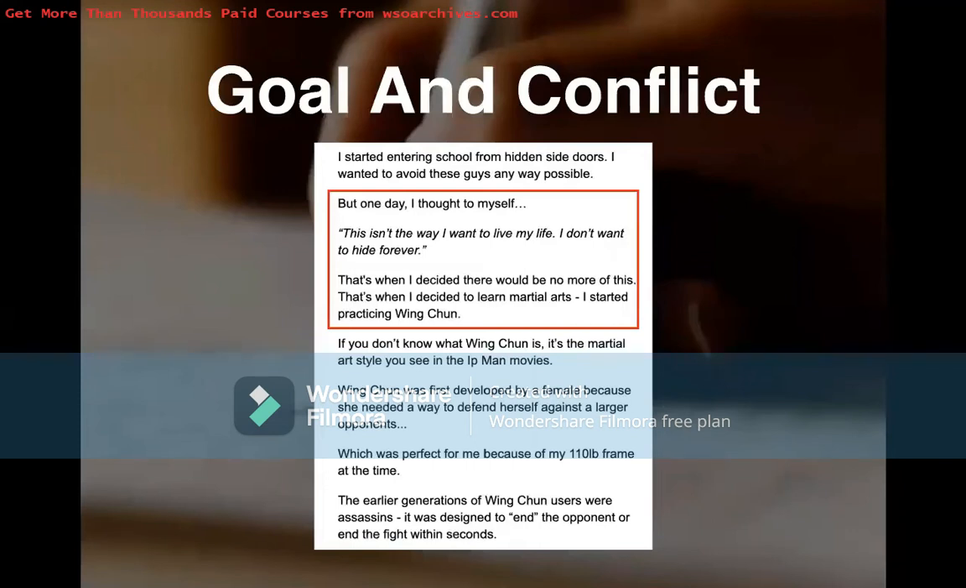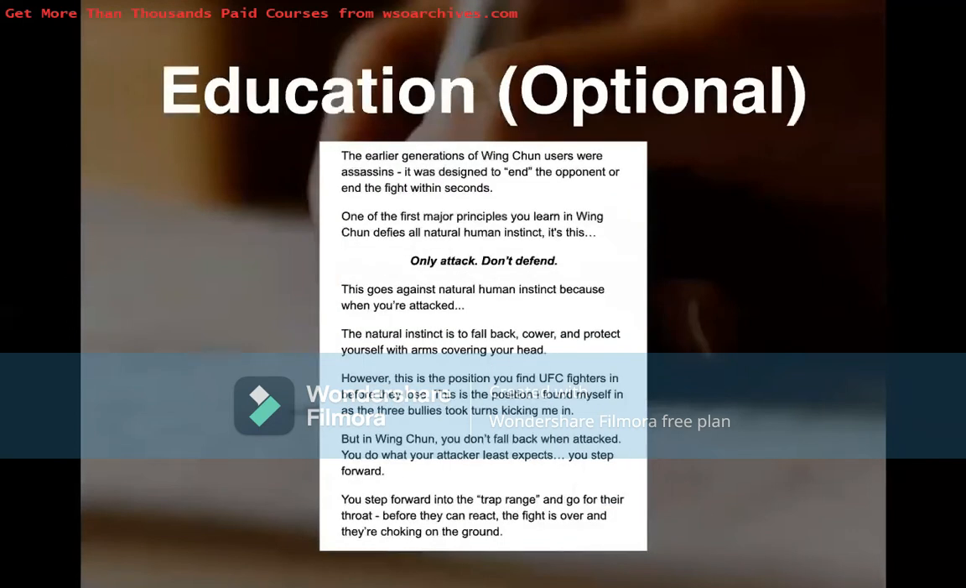But one day I thought to myself, this isn't the way I want to live my life anymore. I don't want to hide forever. So now I'm learning Wing Chun. That's my goal, right? My goal is to not be afraid of these bullies anymore. And then there's conflict. Does this part make sense? The goal and conflict. Okay, good.